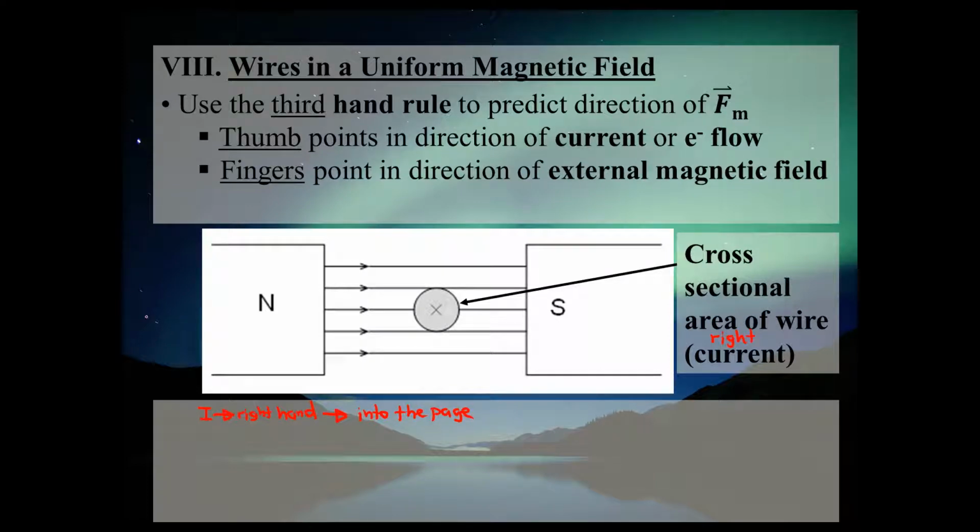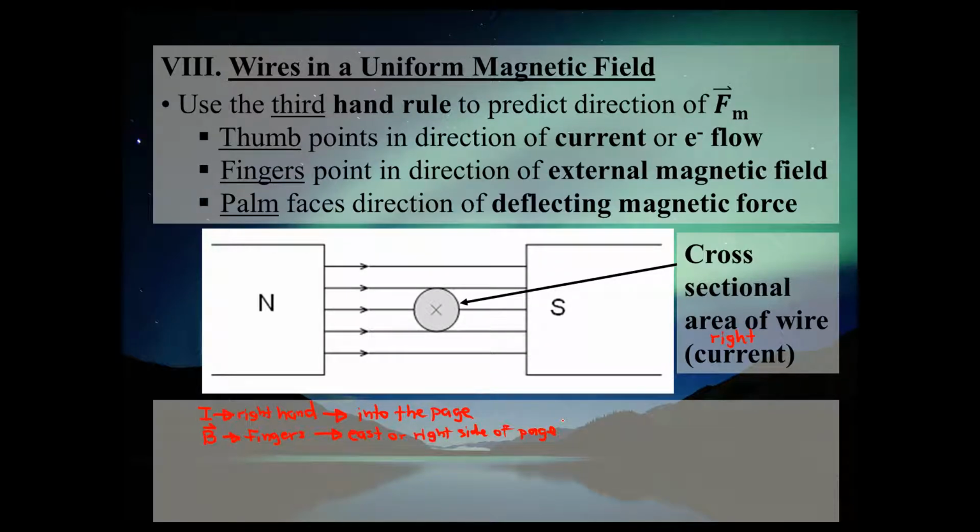Two, take your fingers, and your fingers still represent the direction of the magnetic field, the external one. And if you look at the picture right here, the magnetic field lines are going from left to right. That would be towards the east, if we use our 3D vector notation, or the right side of the page. The direction of the magnetic deflecting force is just going to be the direction that your open palm faces. So FM, open palm.